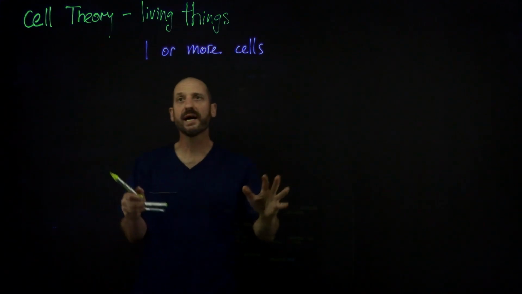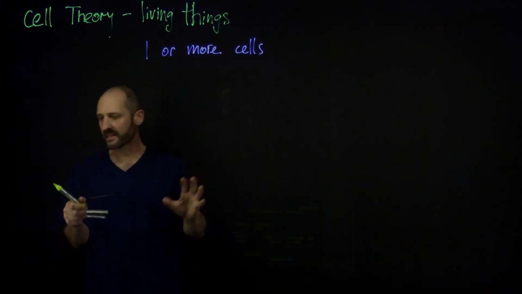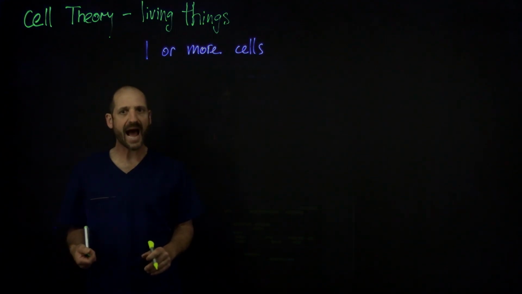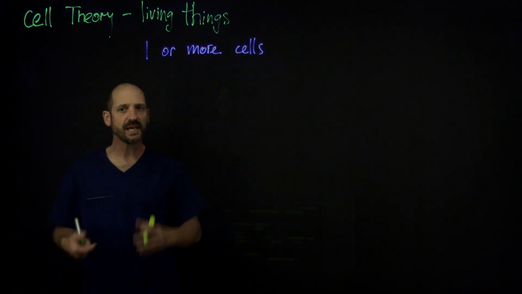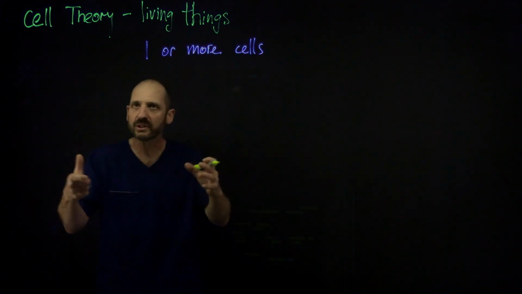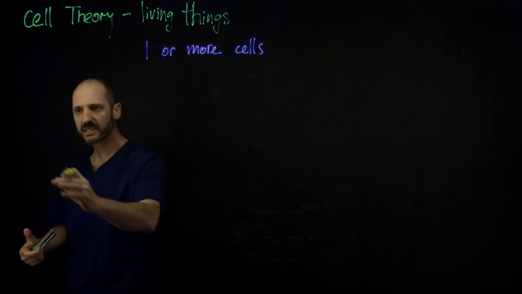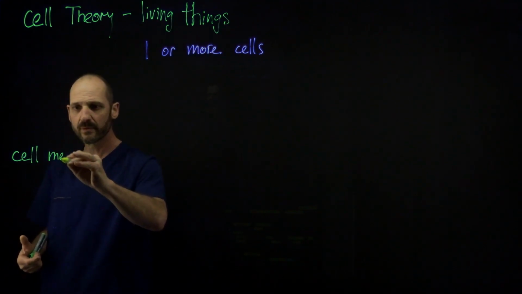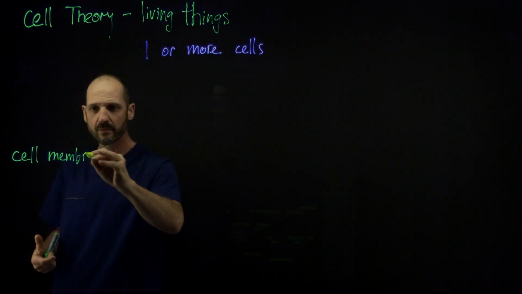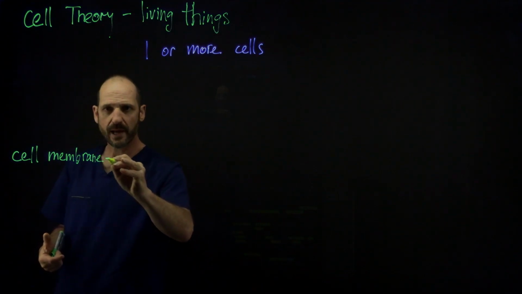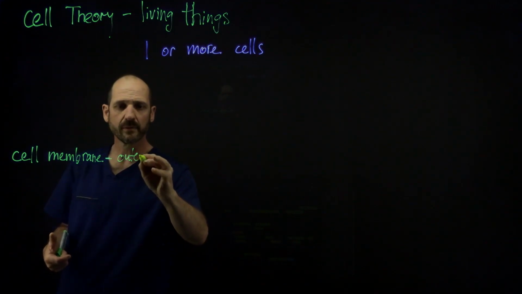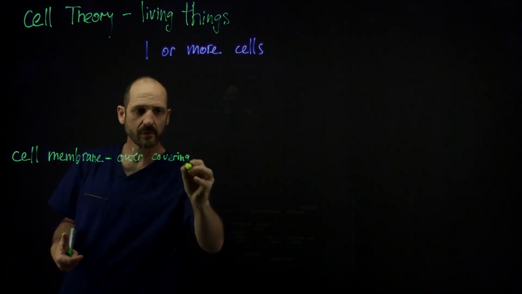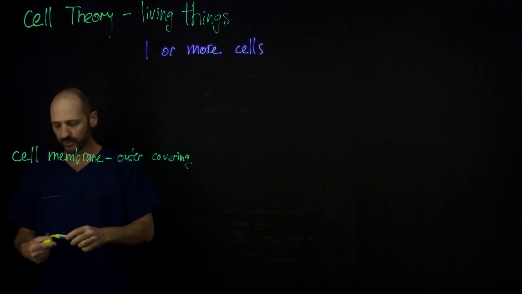And so all cells have a few things in common. One of those is a plasma membrane, an outer covering that separates the cell's inside from its surroundings. So that makes a great boundary. That's a cell membrane, an outer covering that makes a great boundary.